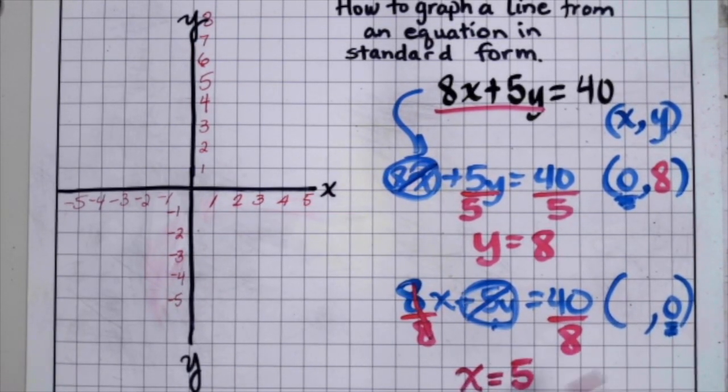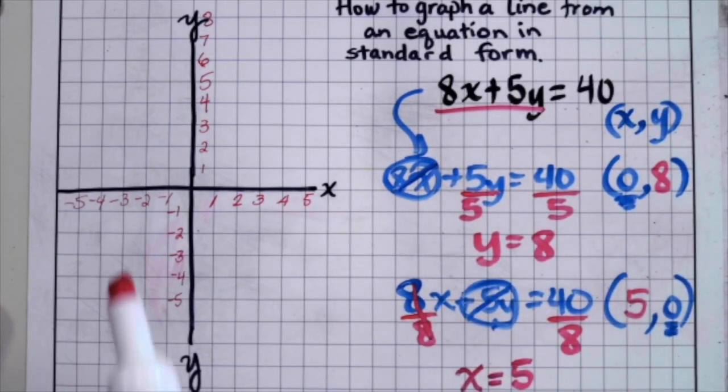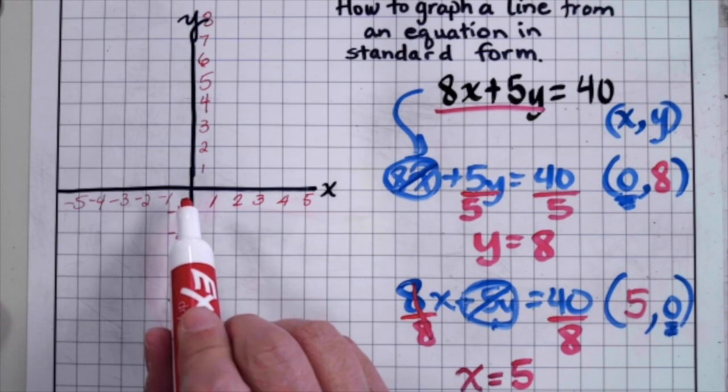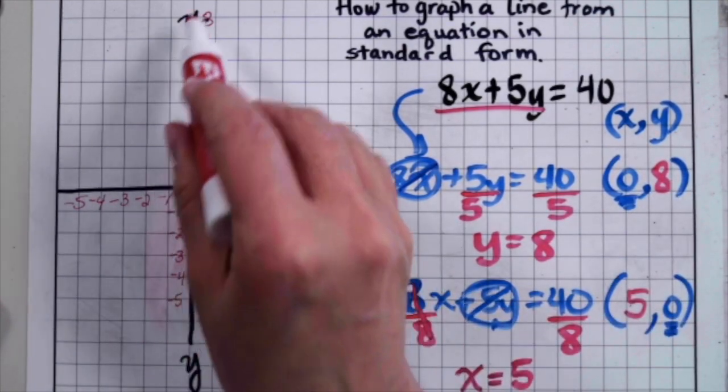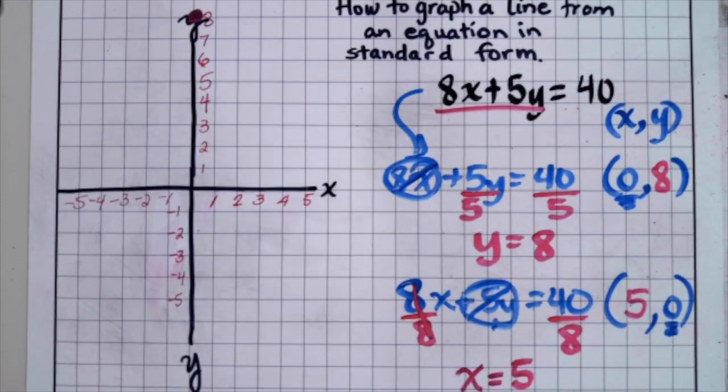So x is 5, so I'm going to put 5 in the x spot. Okay? Now I have 2 points. I have (0, 8), and I have (5, 0). So I'm going to go ahead and plot them. (0, 8). So 0, and then the y is 8, so where this y is, I have to go all the way up to the 8. That's my spot.